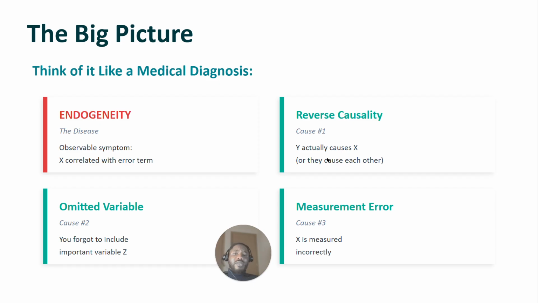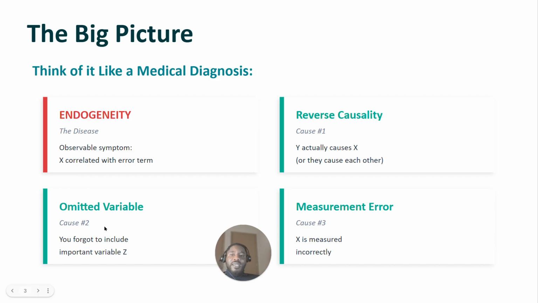Reverse causality is basically this: originally we expect X to cause Y, the independent variable to cause the dependent variable. But what if Y causes X instead, the other way around? That's reverse causality. The second is omitted variable bias. This is when you forget to include an important variable, Z, in your model. So here is how you have omitted variable bias.